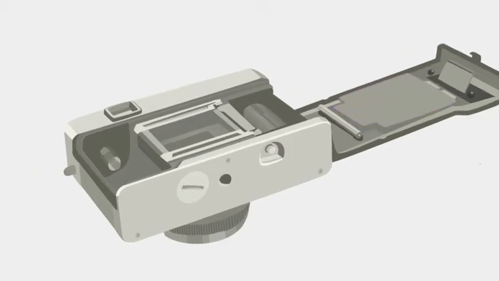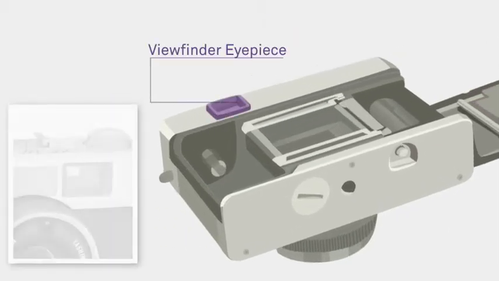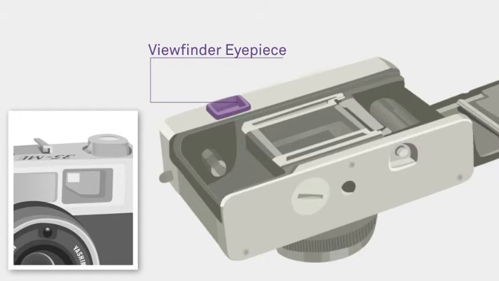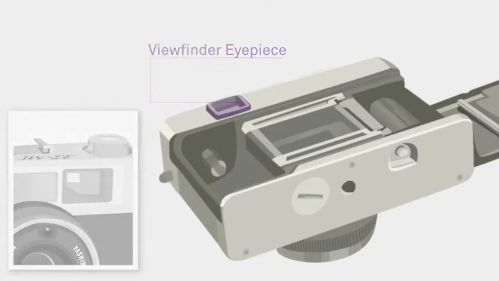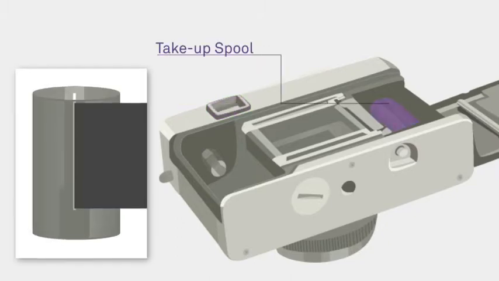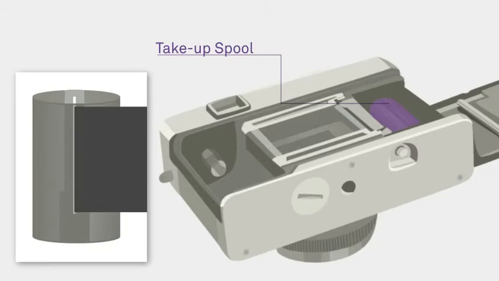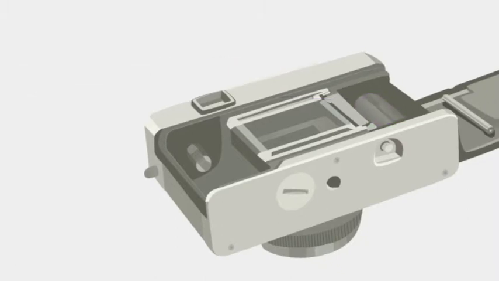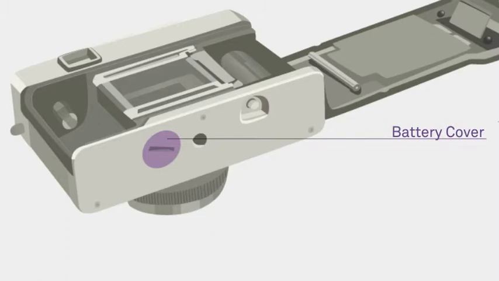against the camera back. The eyepiece is the other side of the viewfinder window on the front. This is the side the photographer looks through. The take-up spool is only present in film cameras, as it is where the beginning of the roll of film is threaded. The compartment cover can be opened using a coin.